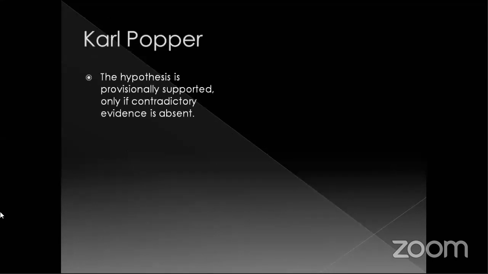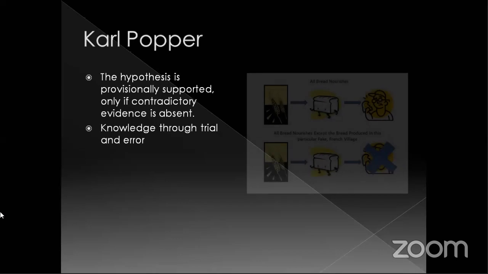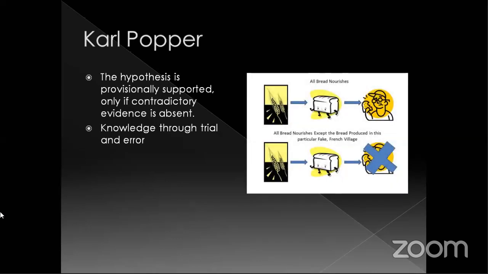The hypothesis is provisionally supported only as long as no contradictory evidence is present, and the famous theory of knowledge through trial and error by Karl Popper says that we need continuous trial and error to prove or disprove a particular hypothesis.